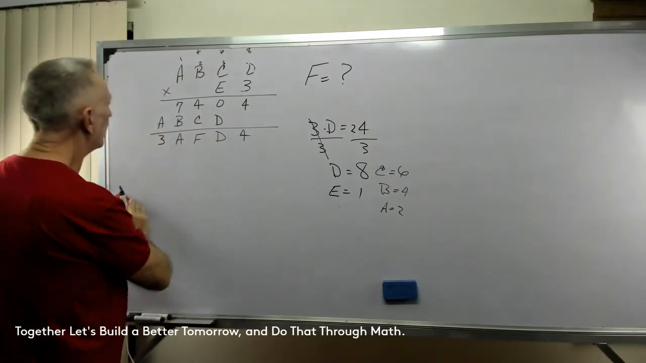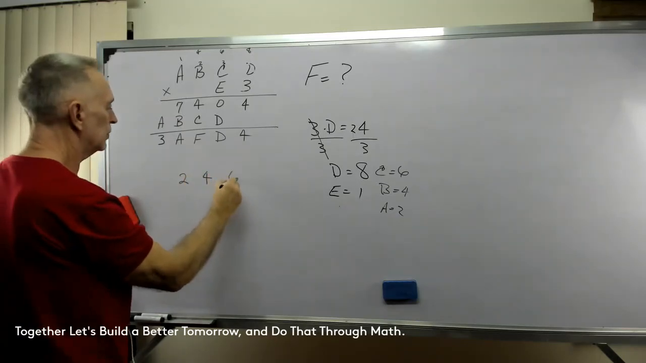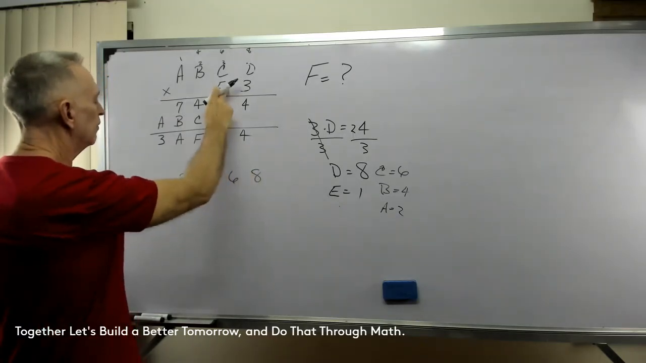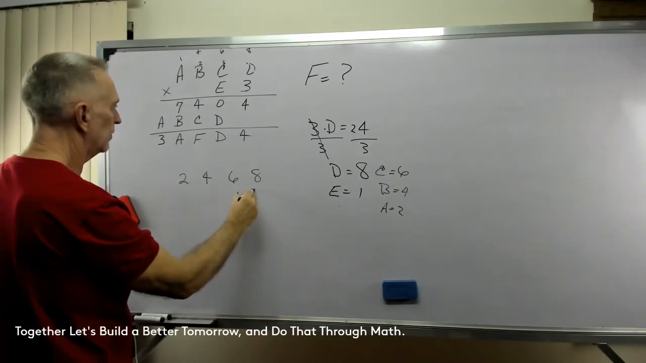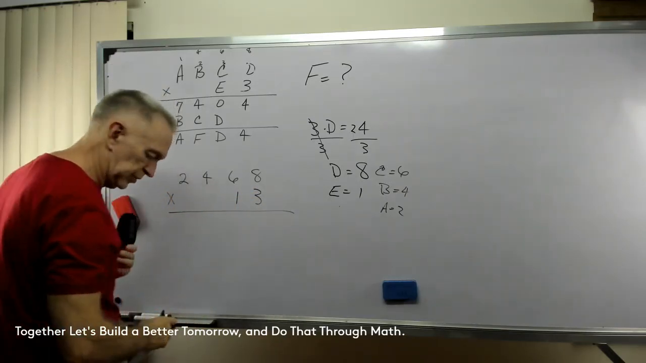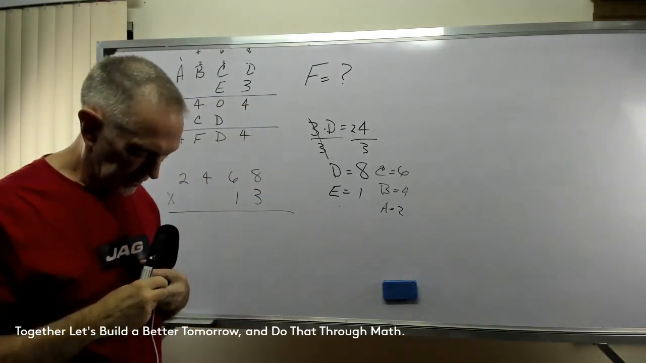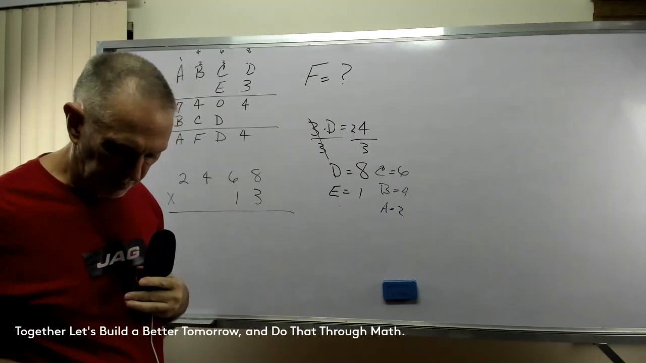How about that? All right, so let's try that. 2, 4, 6, 8. Remember, E was 1. We have that. So we're multiplying that times each other, and I think my pen's just about to fade out. Give me just a second to swap out.